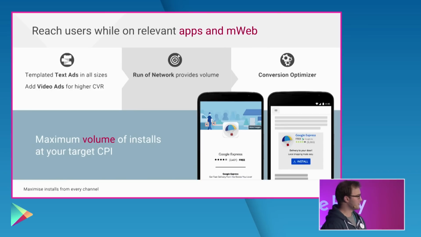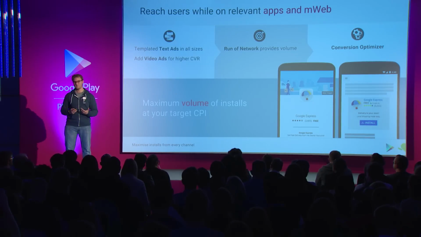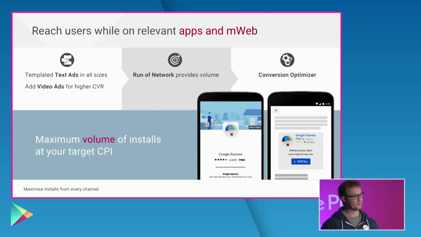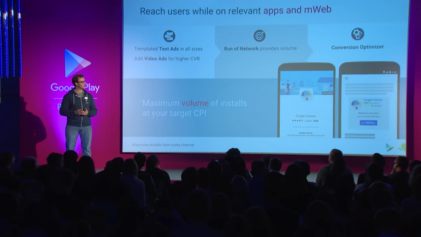One of our bread and butter channels is acquiring users through AdMob and mobile web. We know this has been performing well. It's two channels that really drive a lot of volume and reach. Once again, the setup is easy. Upload a few text ads. We would encourage you to use video. Video interstitials have a far higher conversion rate. Target the run of network and allow Conversion Optimizer to find the best users for you at your target CPI.